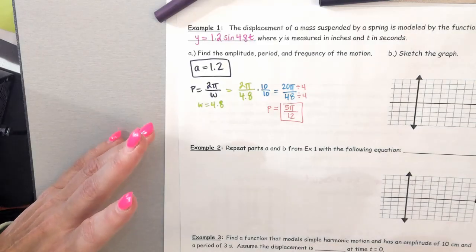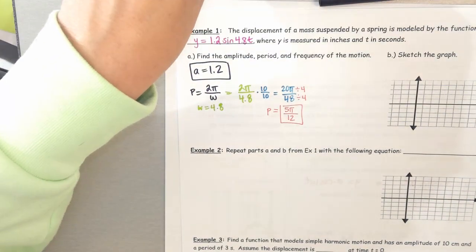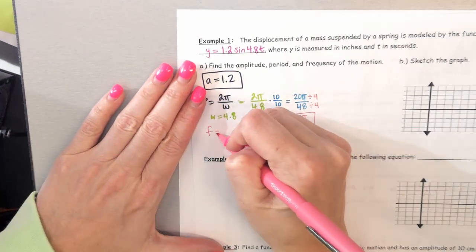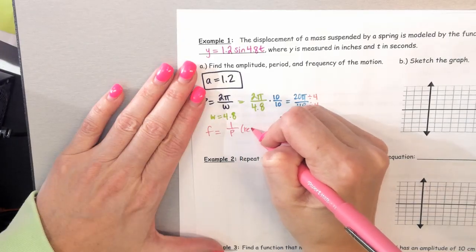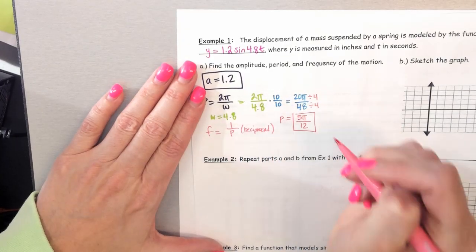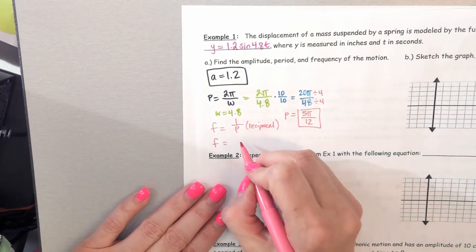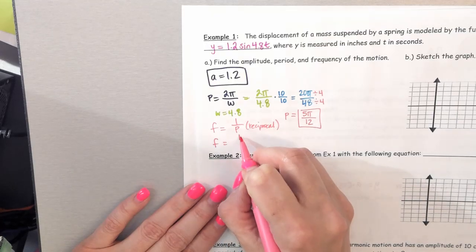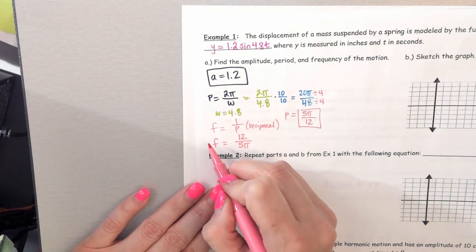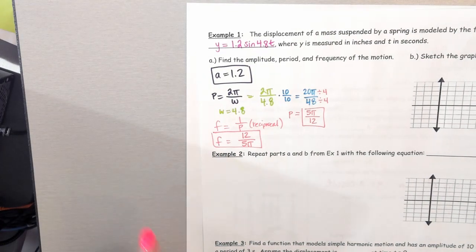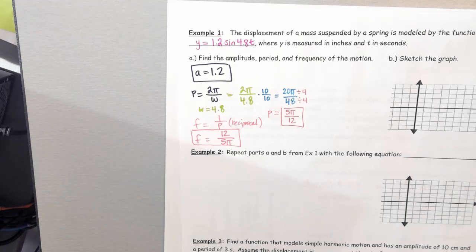Now, earlier we talked about when you have the frequency, it is the reciprocal of the period, so 1 over p. So if p is 5 pi over 12, that just means your frequency is what? 12 over 5 pi. Okay, so you can just flip it. Could you plug it in and do it that way? Yeah, you definitely could do that as well. Okay, but you have to simplify again, so I would just use the reciprocal.